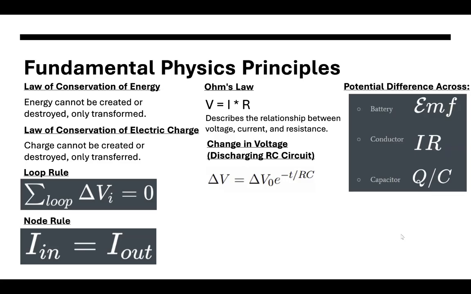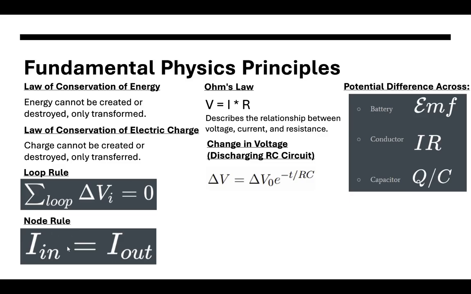Some fundamental physics principles are, one, the law of conservation of energy. Energy cannot be created or destroyed, only transformed. These laws are the basis for the loop rule and node rule. The law of conservation of electric charge is that charge cannot be created or destroyed, only transferred. And the loop rule is that the potential differences around the loop all add up to zero at the end. So the total potential difference will be zero.